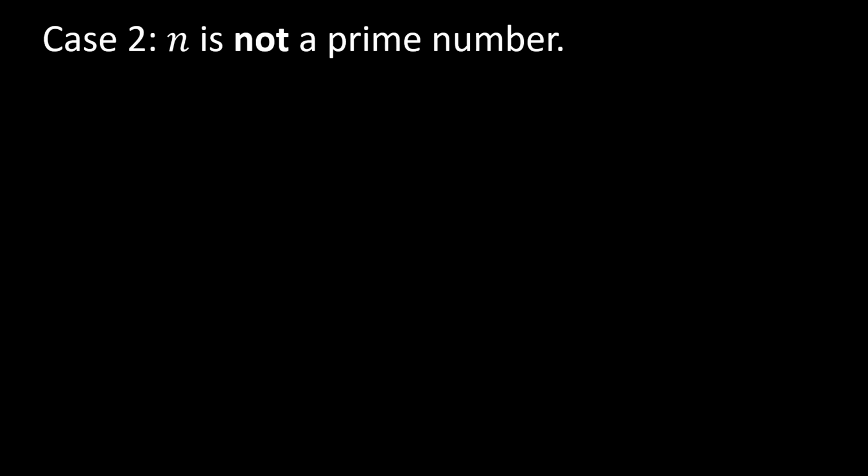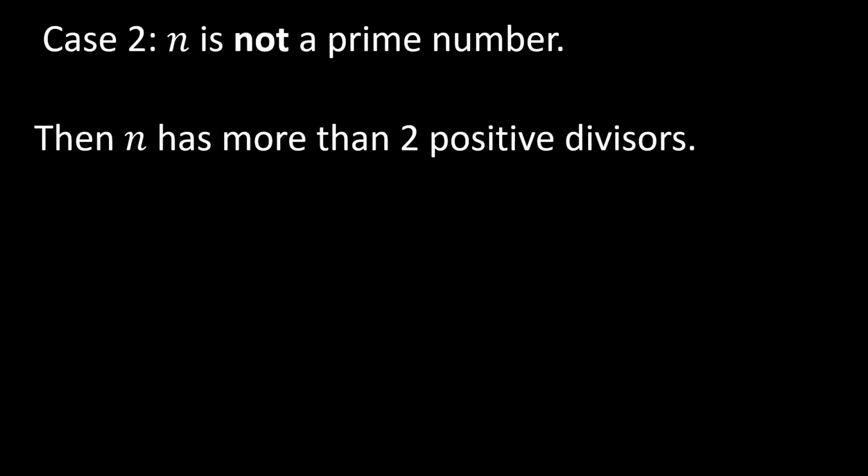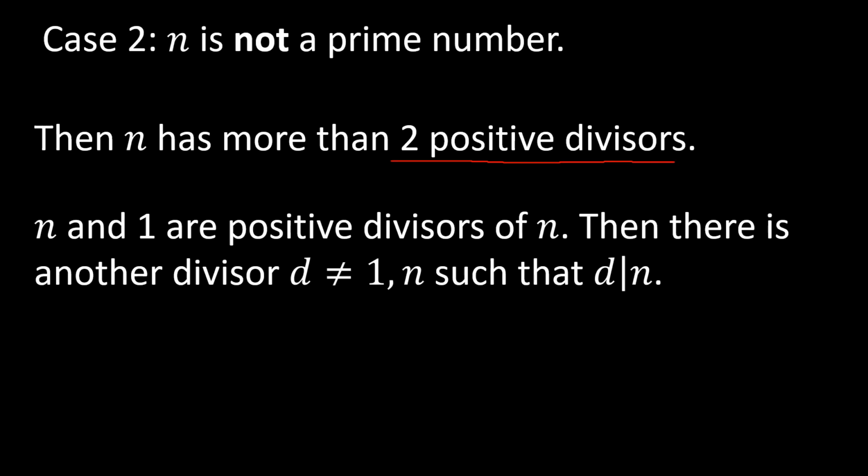So let's look at case number 2. Let's suppose that n is not a prime number. What does that mean? That means that n has more than 2 positive divisors, by our definition of prime numbers. A prime number is one that has exactly 2 positive divisors. So a composite number, or not a prime number, will be one that has more than 2, so at least 3.